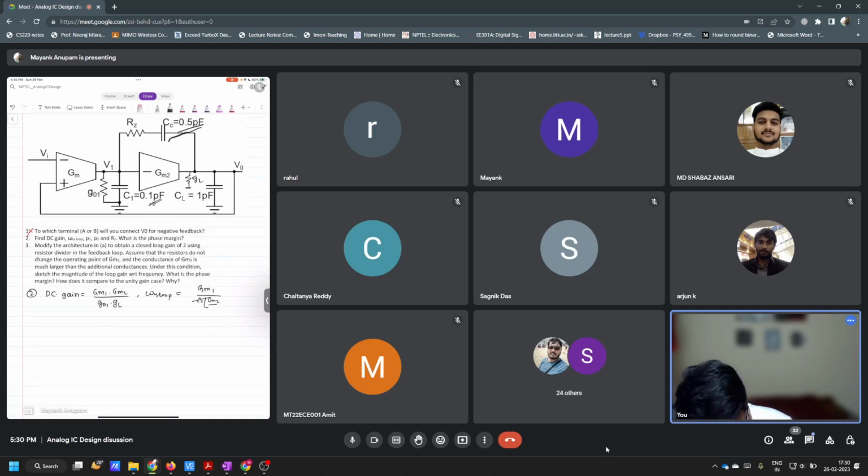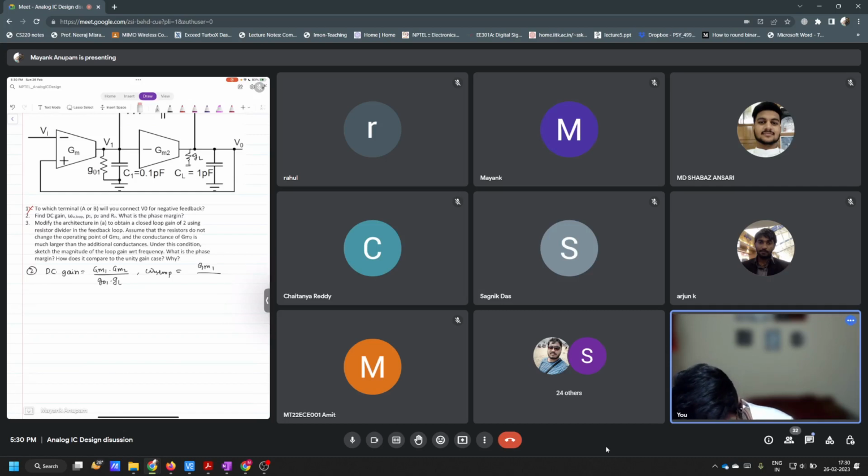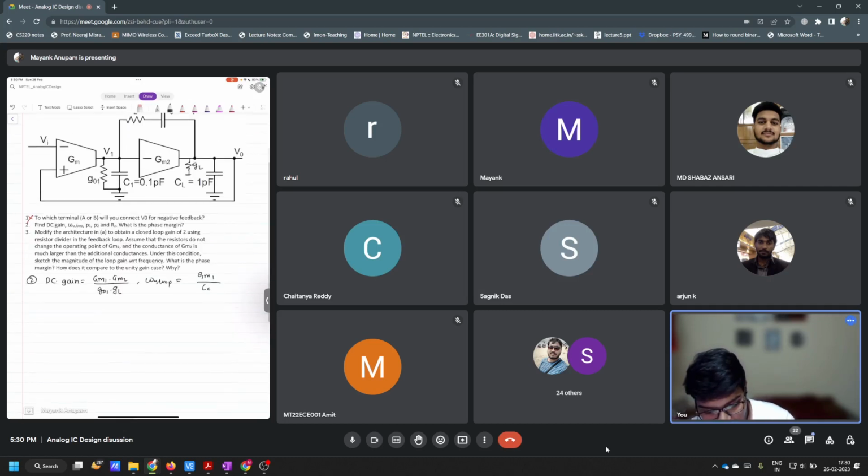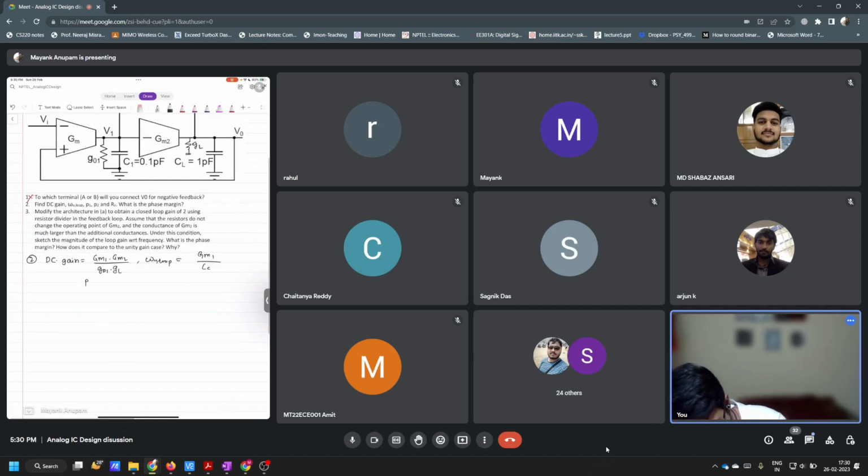Oh, omega u loop, right? So omega u loop is fine. I was thinking about the first pole. Fine, omega u loop is fine. It is GM1 by CC, yes. Tell me now, what is the pole location P1?